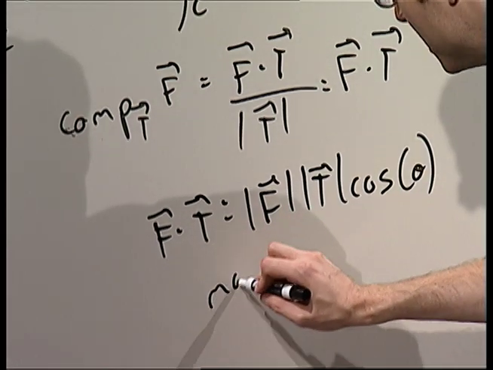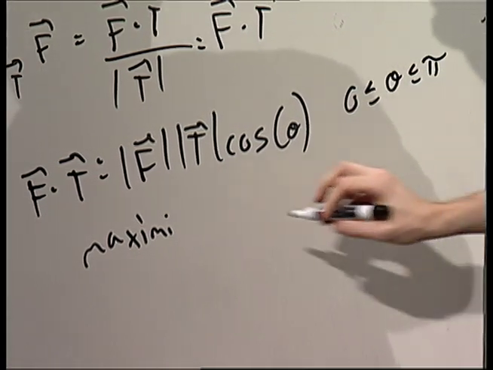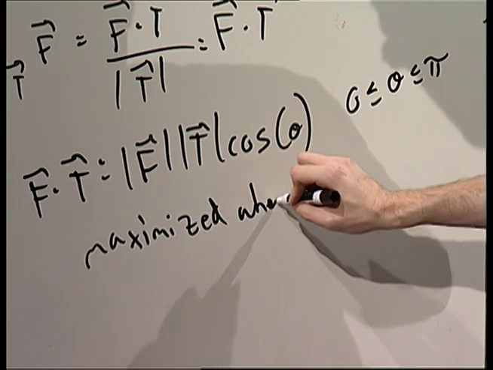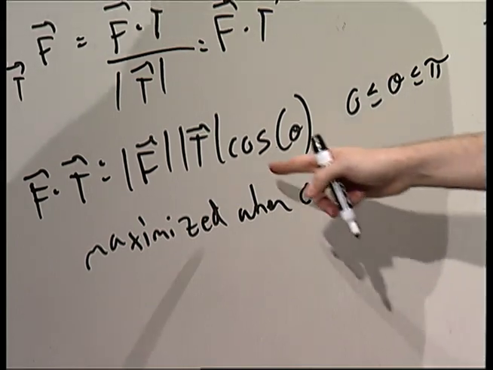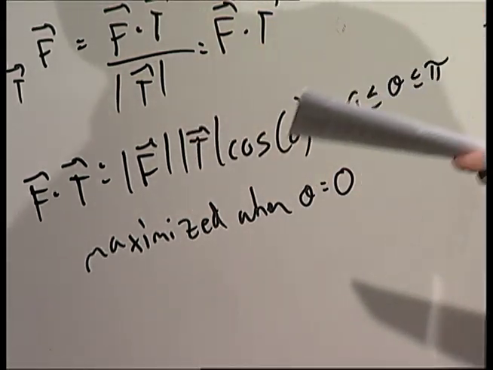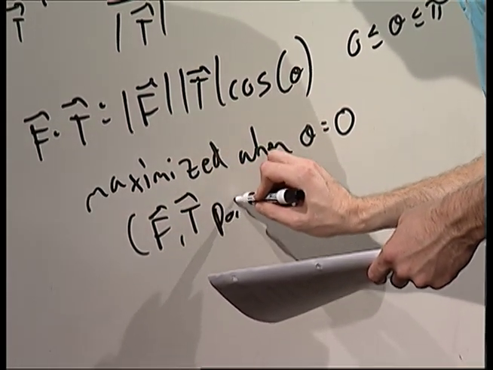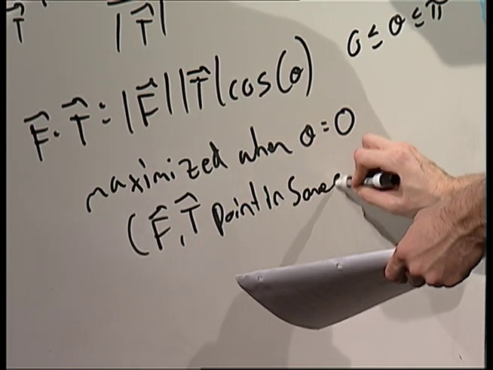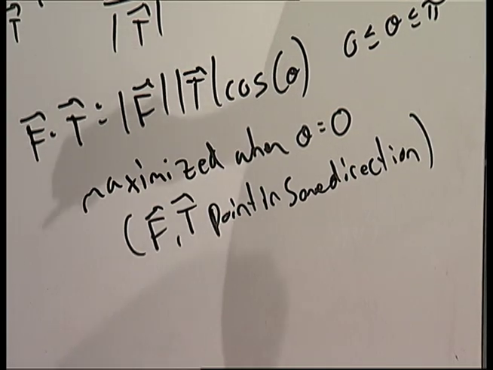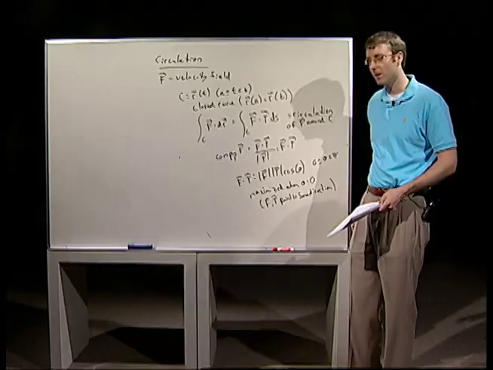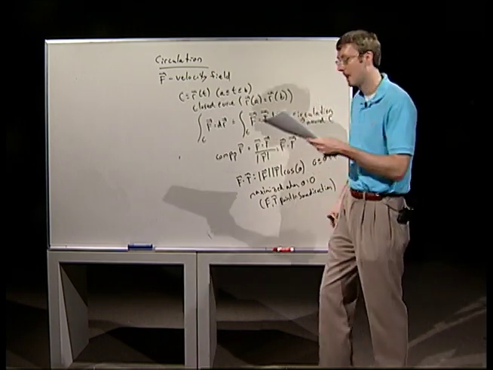This is maximized, and theta was between 0 and pi. This is maximized when theta is equal to 0. In other words, cosine is 1. This is the maximum here. That is to say, if theta is 0, f and t are pointing in the same direction. Makes sense. If f and t are going in the same direction, then the velocity and your movement are traveling in the same direction. All the velocity is going one direction. All the effective velocity is going one direction.